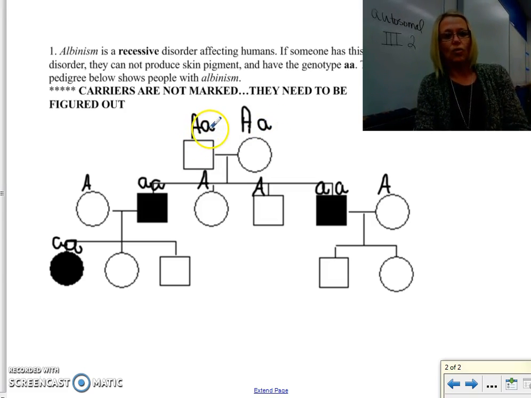Again, in order for these individuals to have two recessive alleles, they had to inherit one recessive allele from mom, one recessive allele from dad. That's the only way that can happen. So now we know that mom and dad both have a recessive allele. After that, these guys down here, we don't know. This second allele could have been a dominant or recessive. This one could be dominant or recessive.